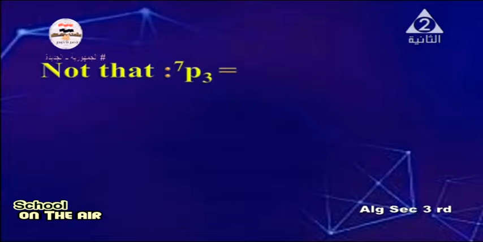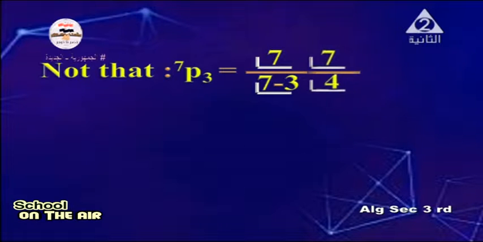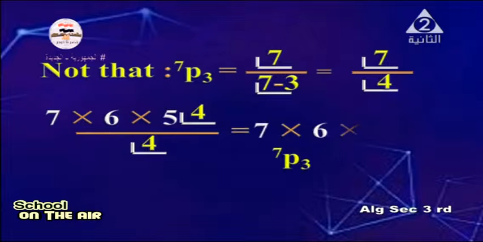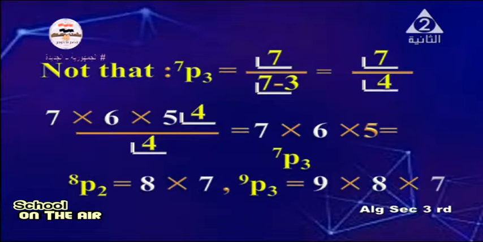Note that, my dear student, 7P3 or 7 permutation 3 equals factorial 7 over factorial difference between 7 and 3, equal factorial 7 over factorial 4. Factorial 7 equals what? 7 times 6 times 5 times factorial 4. Therefore, the answer is 7P3 equals 7 times 6 times 5. Also, 8 permutation 2 is 8 times 7, and 9 permutation 3 is 9 times 8 times 7.